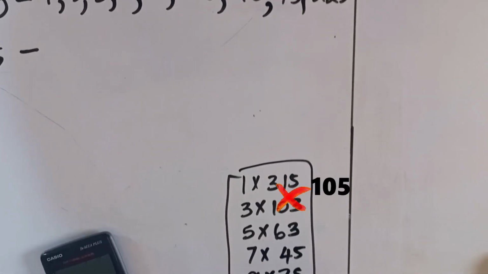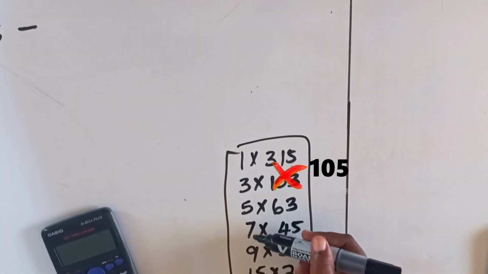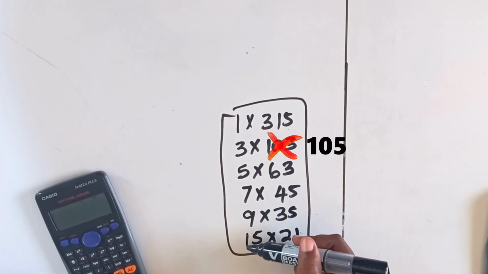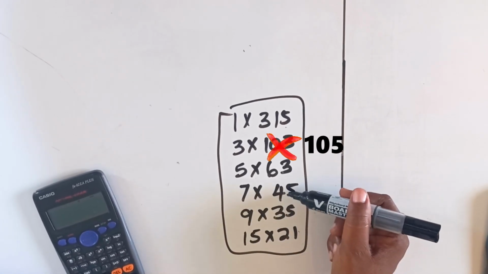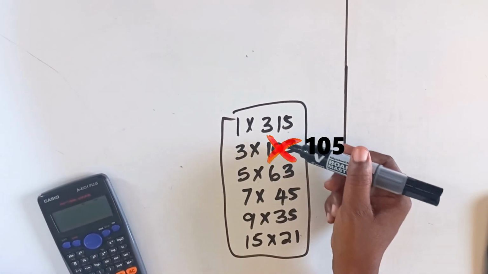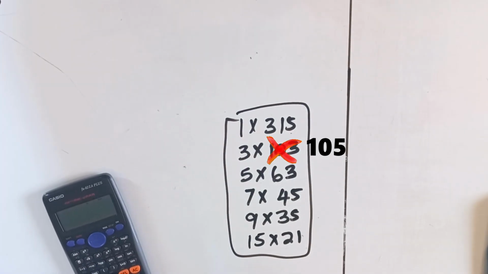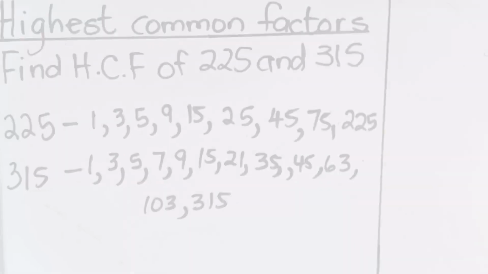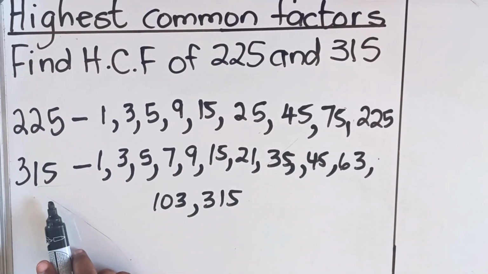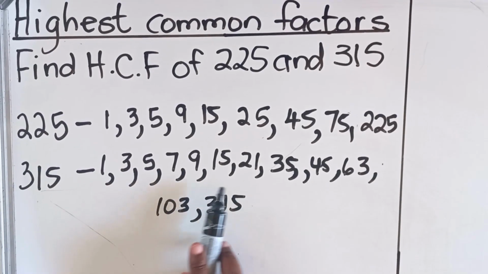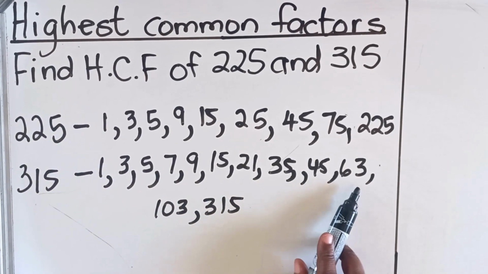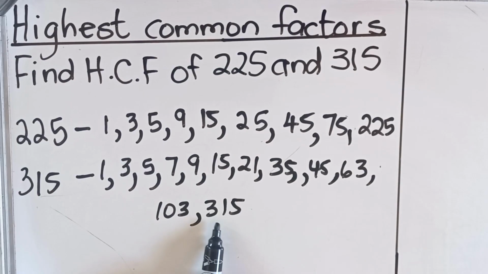And then when you've written them like that, you can write them in order. You say 1, 3, 5, 7, 9, then 15, 21, 35, 45, 63, 105, and 315. Those will be all your factors. Right, the factors of 315 are 1, 3, 5, 7, 9, 15, 21, 35, 45, 63, 105, and 315.